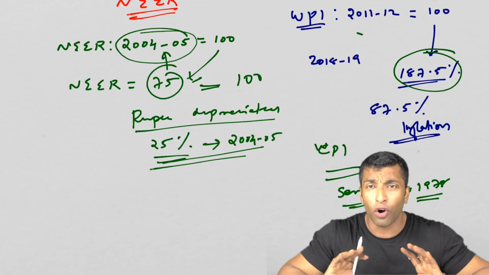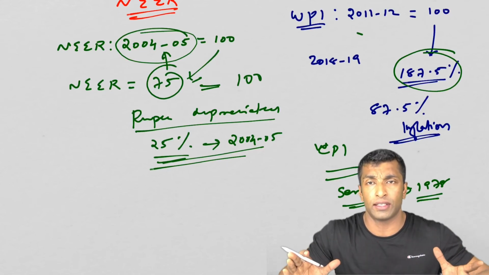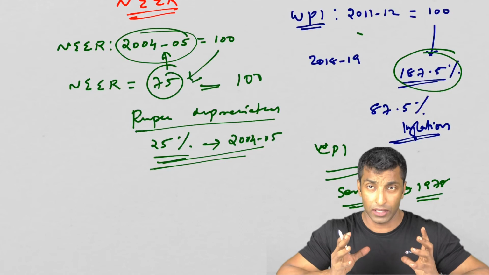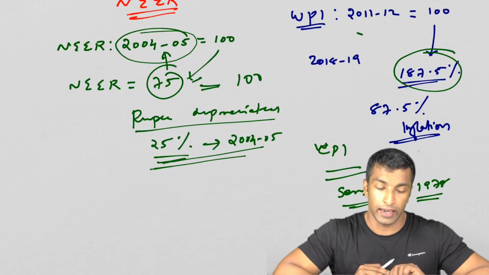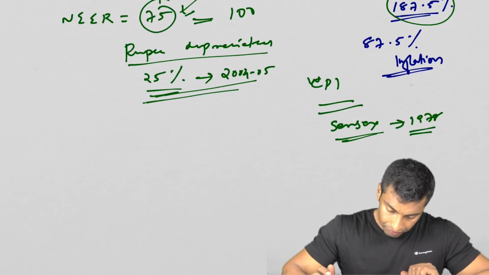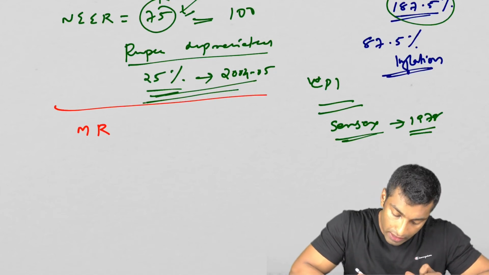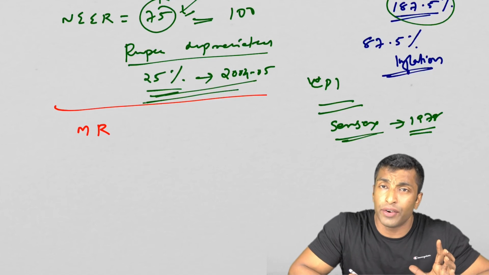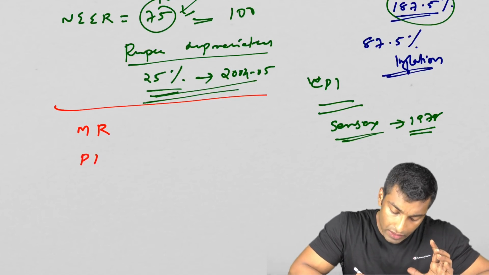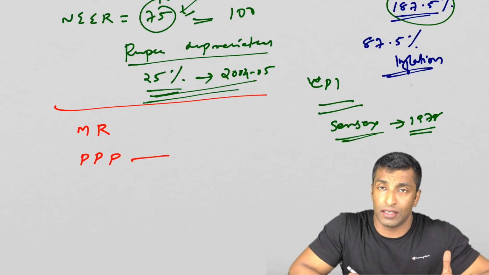RBI and IMF all have different nominal effective exchange rates. It all depends on the currency index. So far we have discussed three types of exchange rate. We have discussed the market exchange rate, and then we have discussed the purchasing power parity based exchange rate.